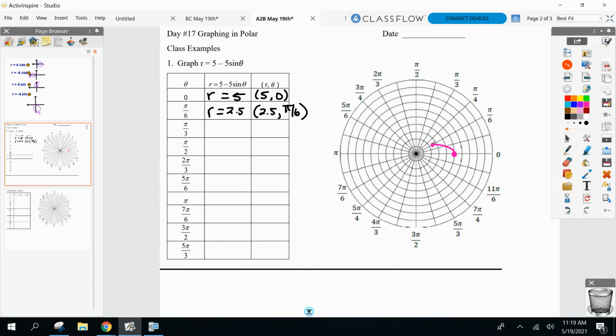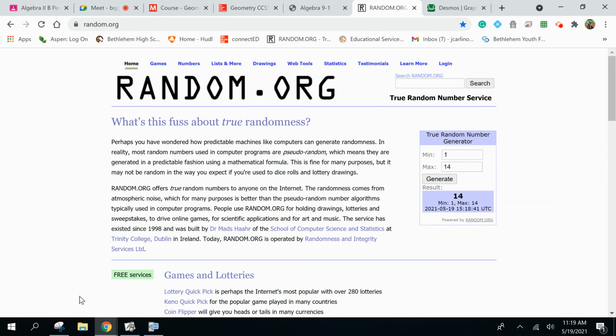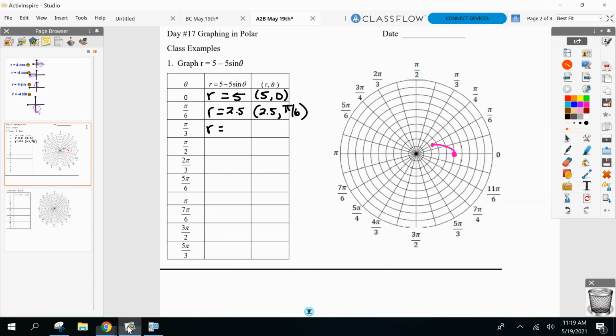Pi over 3. Let's go. Pi over 3. Next one up. Round to the nearest tenth. Pi over 3. What do we got? Dan, when you're ready, R equals what at pi over 3?